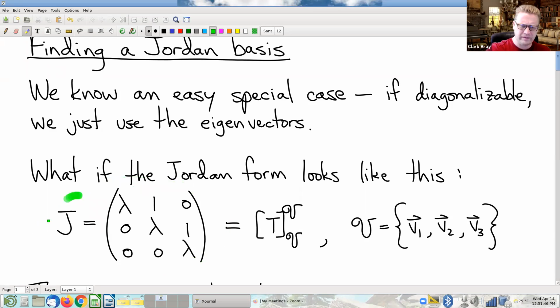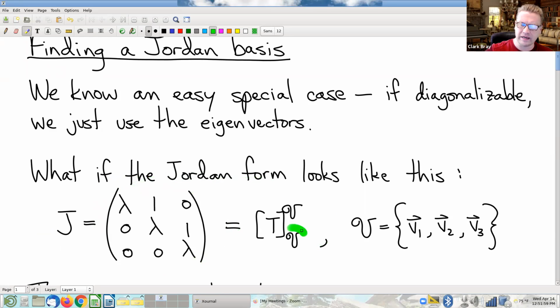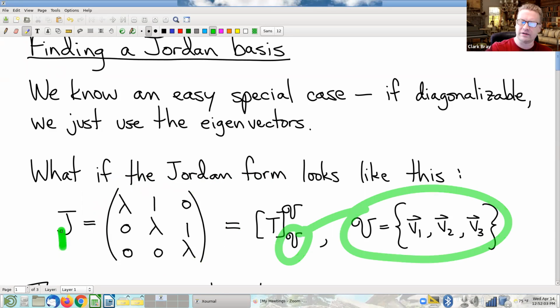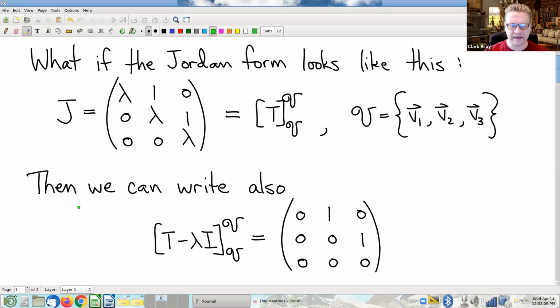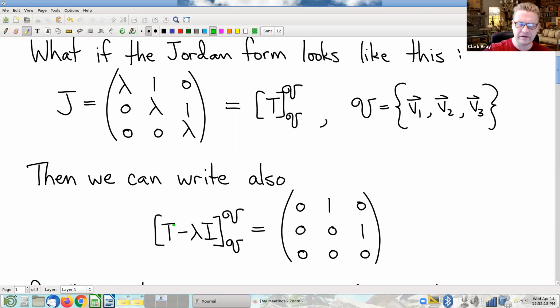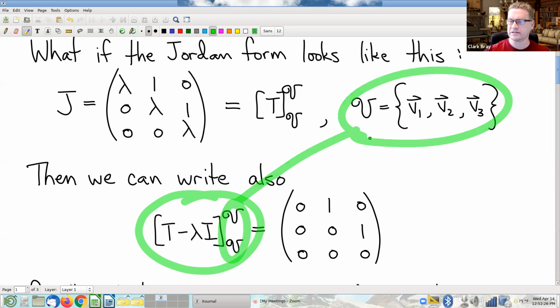And now don't forget what we mean by Jordan form is the linear transformation that your original matrix A is representing in the first place, viewed with respect to this new basis, what I call the Jordan basis, because it puts the matrix into Jordan form. Okay, so what can we do in that case? Well, I'll make the observation that we can take our linear transformation, subtract lambda times the identity, and ask, what does that look like with respect to our Jordan basis, which we don't know what it is yet, right? But we know it exists. And so what would this look like?